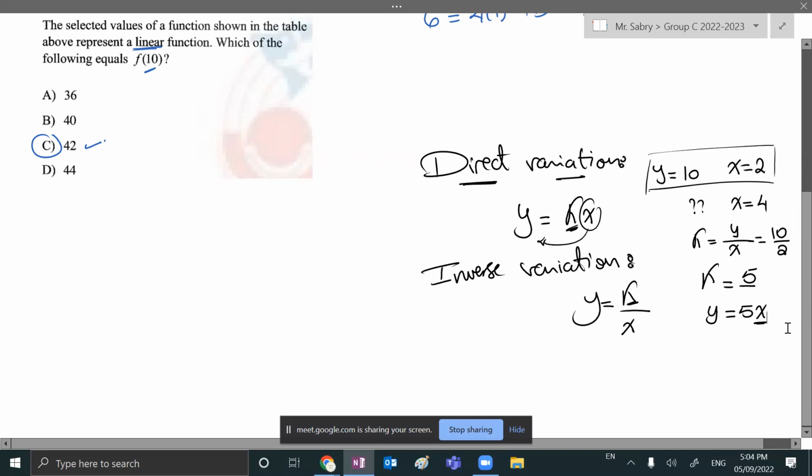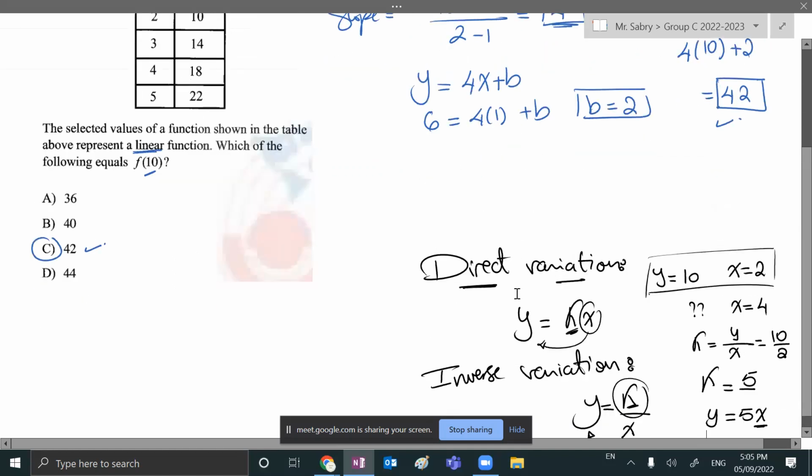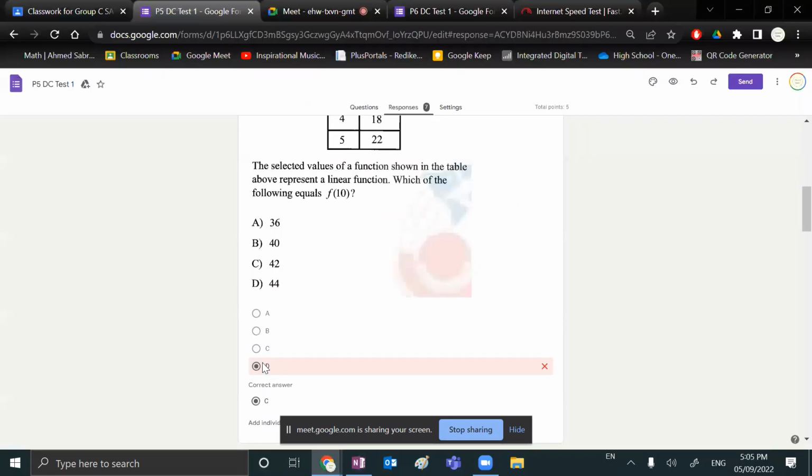Right. Same thing in inverse variation, but if it's inverse, then to find k, I'll have to multiply x and y. That's the difference. Okay, what else?